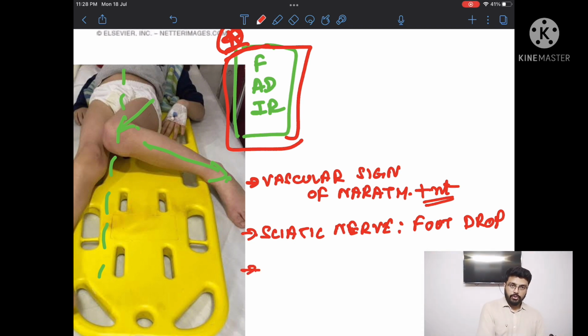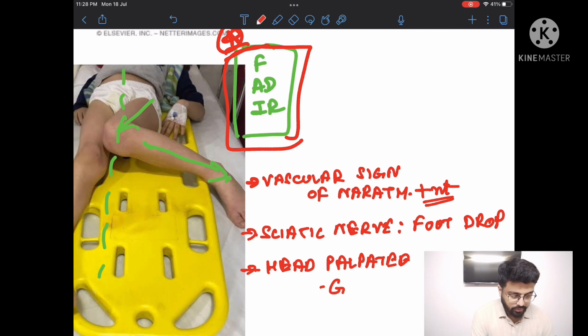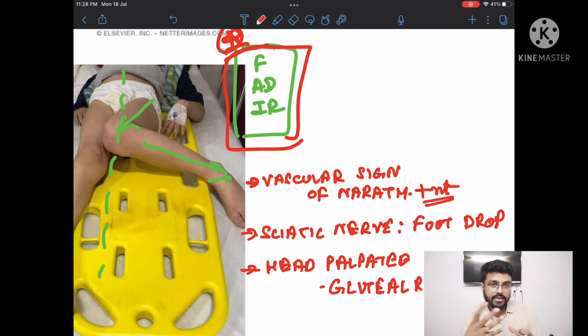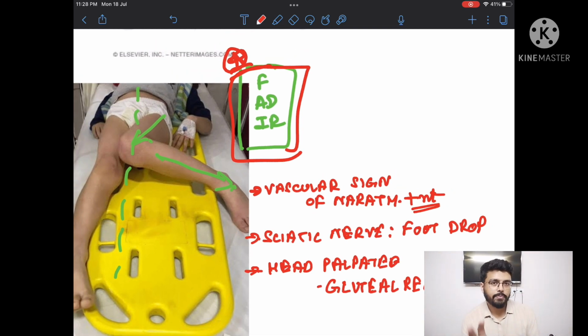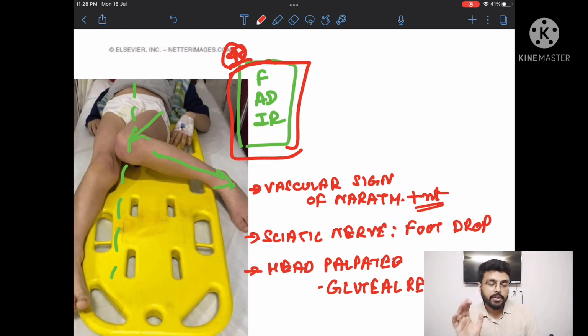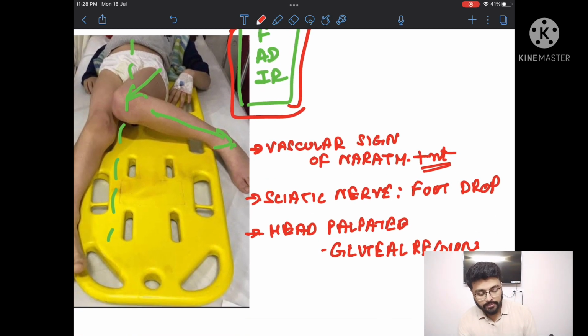Another thing which can be done is, as the head is dislocated posteriorly, it might be possible for you to palpate the head through the gluteal region, meaning posteriorly. These are all clinical aspects, all clinical signs which will just give you an idea that this could be a case of posterior dislocation of the hip.